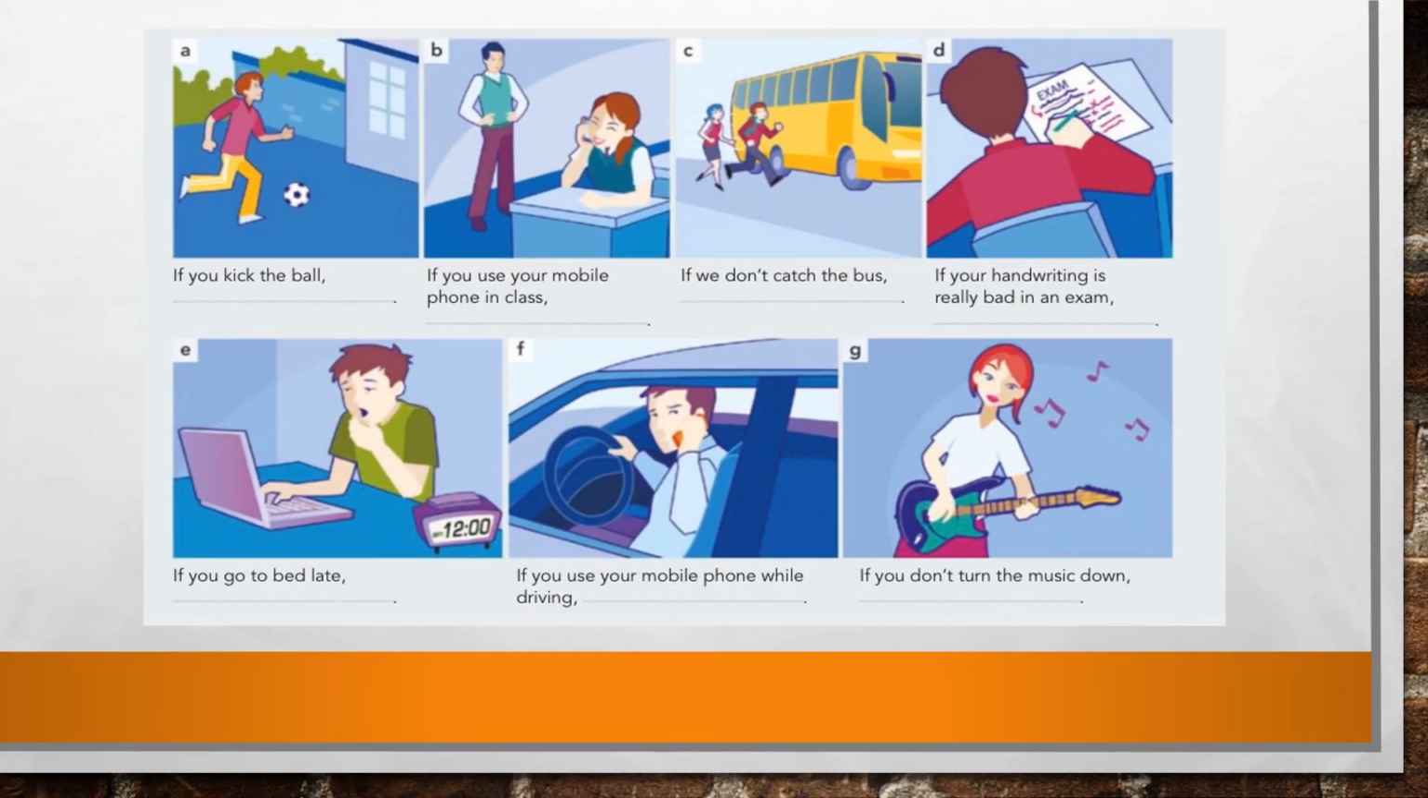Now look at the situations. Think about possible consequences and complete the sentences using the first conditional.